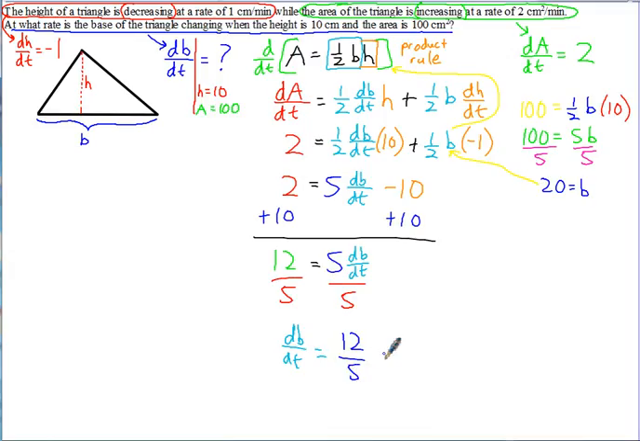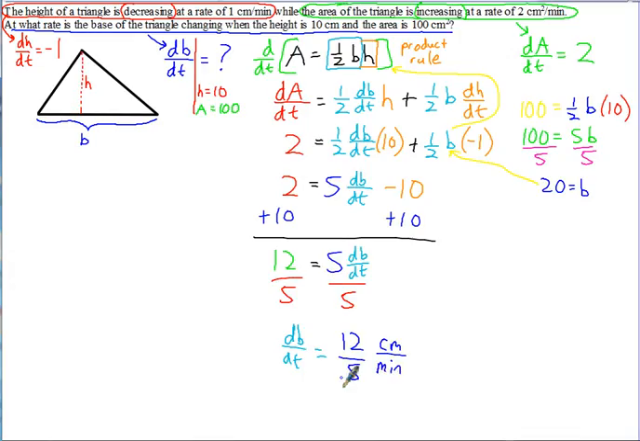But again, we need the correct units. So again, just look right here at your expression. The units for the base, well, that base is a length, and just like the height is a length, that's in terms of centimeters. And the units for time in this problem, you can see the rates are in terms of centimeters or centimeters squared per minute, so the units for time are minutes, so centimeters per minute.